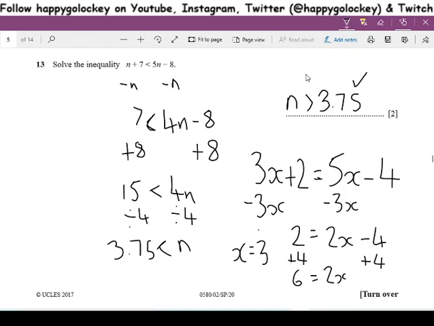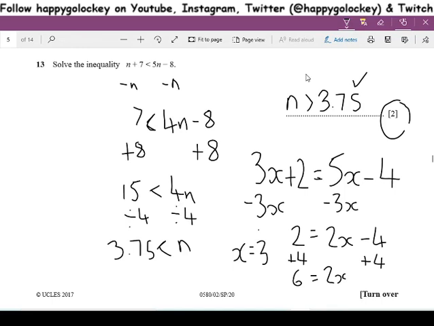Let's try a number less than 3.75, like 3. 3 plus 7 is 10. 5 3s take away 8 is 15 take 8, which is 7. Is 10 less than 7? No, it isn't. So we've tried both sides of this inequality, and we've proven that the number has to be more than 3.75.